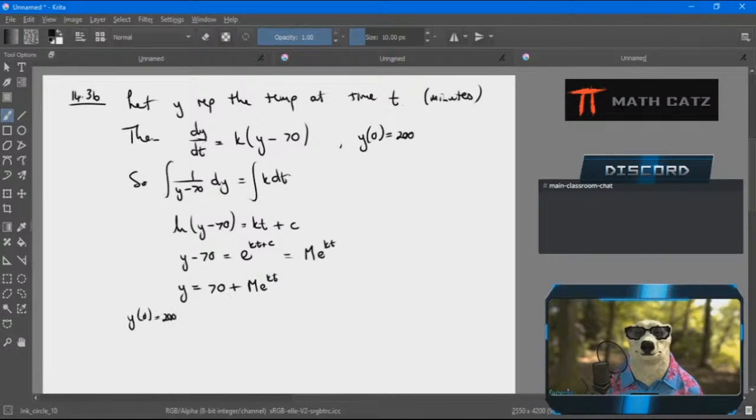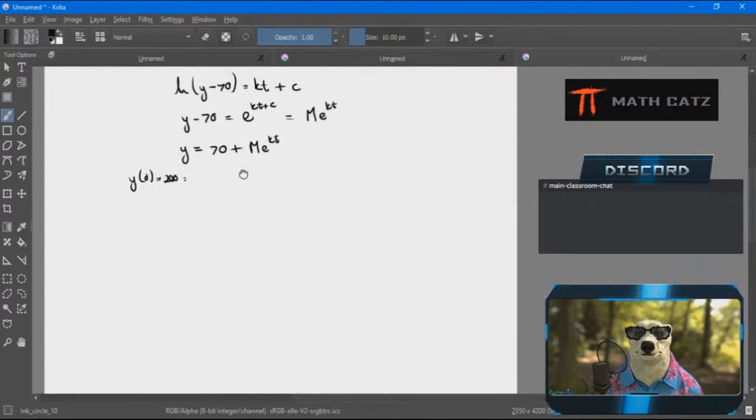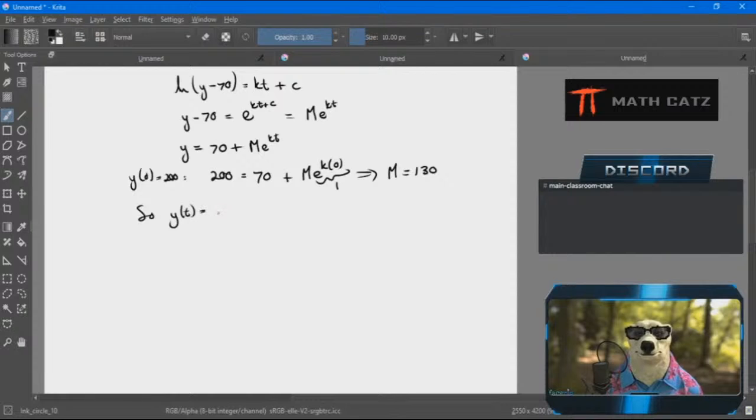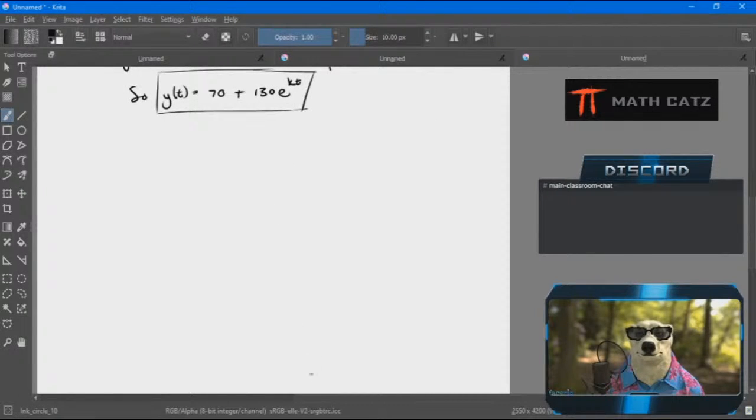And then initially I have a temperature of 200. So 200 for y, everything else is the same, and t is now 0, making this a 1. And so m is the difference, which is going to be 130. So my function of the coffee temperature changing over time is 70 plus 130 e to the kt. Now I don't know k yet. I need more information, but that is certainly my function that I will use.